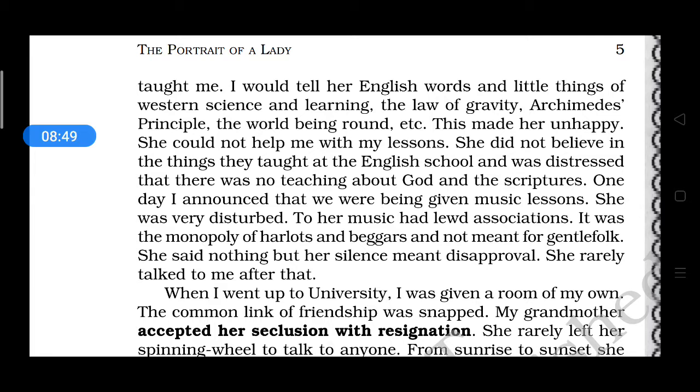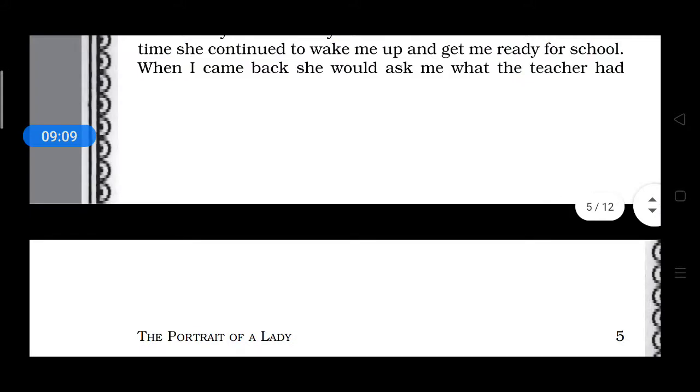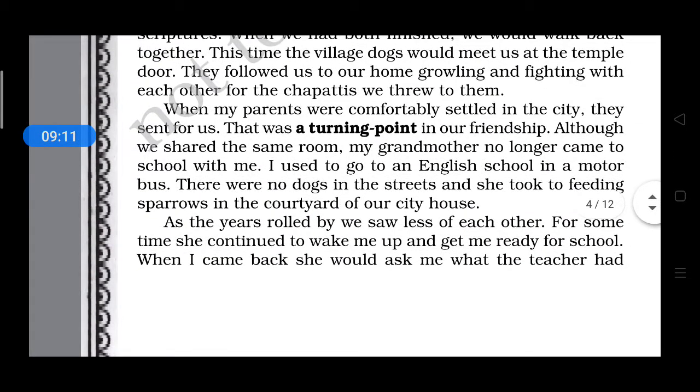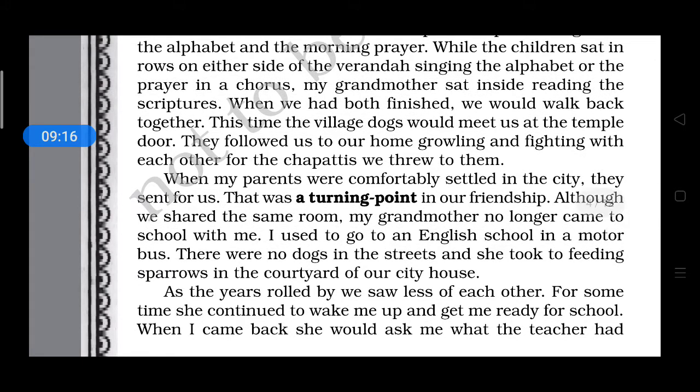Right. She said nothing, but her silence meant disapproval. She rarely talked to me after that. So, she said nothing, she remained silent. That means that she disapproved of these ideas, and after that she rarely talked to me. So, a kind of change in the character we can observe, and a kind of change in the relationship between the grandmom and the grandson, between the grandmother and Khushwant Singh we can also see, right.